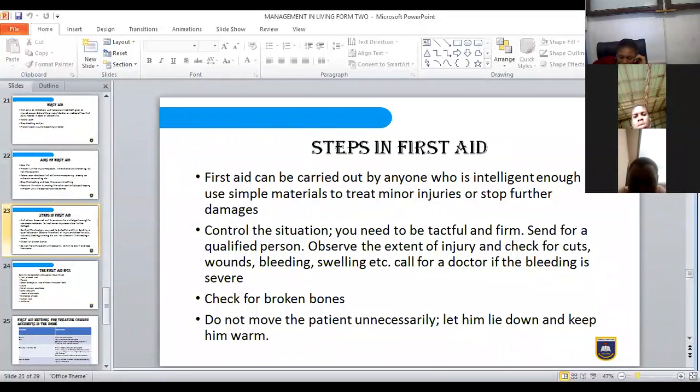But you are doing something that will prevent further injury. You are doing something that will stop bleeding. So, like I said, you check and then you observe whether there are cuts, wounds, bleeding, swelling before you know the type of first aid to apply.